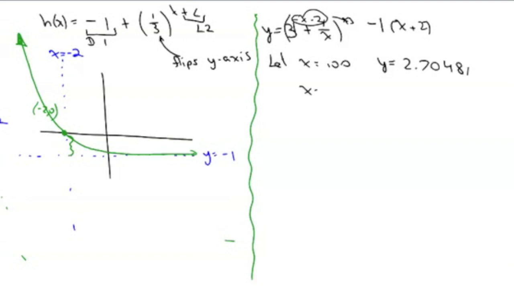All right. Let x equal 100,000. Well, let's just go up to 10,000. So 1 plus 1 over 10,000, raised to the 10,000th.